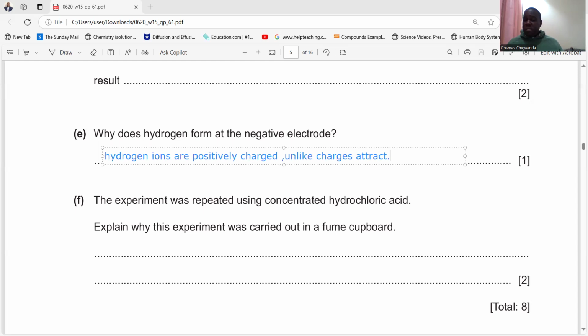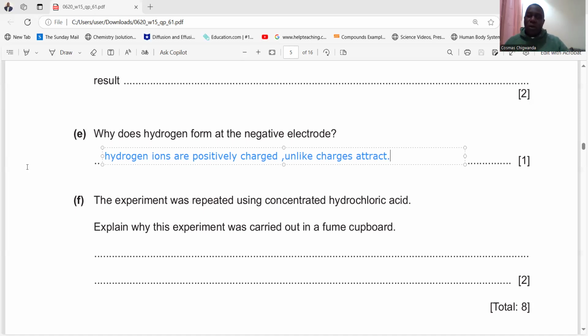The experiment was repeated using concentrated hydrochloric acid. Explain why this experiment was carried out in a fume cupboard. Now we've changed from sulfuric acid to concentrated hydrochloric acid. Sulfuric acid was giving us oxygen and hydrogen. Now, if you use concentrated hydrochloric acid, the likelihood for you to form chlorine here is very high. And remember, chlorine is toxic. Whenever we're using chlorine in the lab, one of the precautions that we take is to do this experiment in a fume cupboard, so that people don't get affected by chlorine.